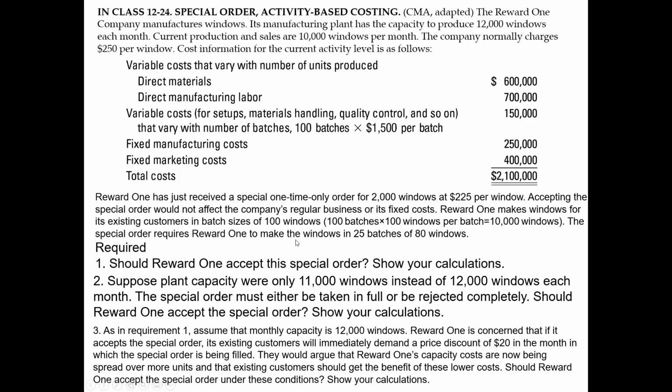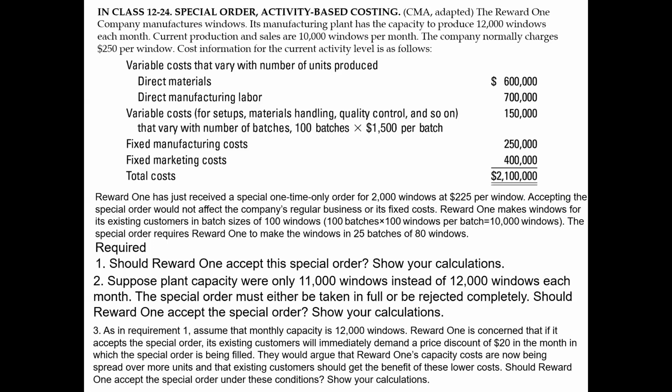Okay, we already talked about this problem. We did parts 1 and 2. Again, the question is, should they take this special order? It turned out in number 1 that we should go forward with it. Number 2, not, because we would be losing 1,000 of our regular customers because we had to satisfy this order for 2,000 of those windows, which are sold at a lower price. Number 3, assume that the monthly capacity is 12,000 windows.